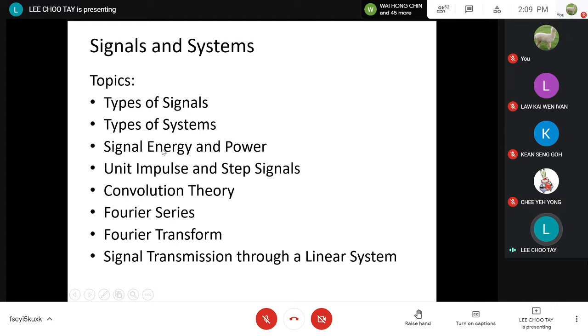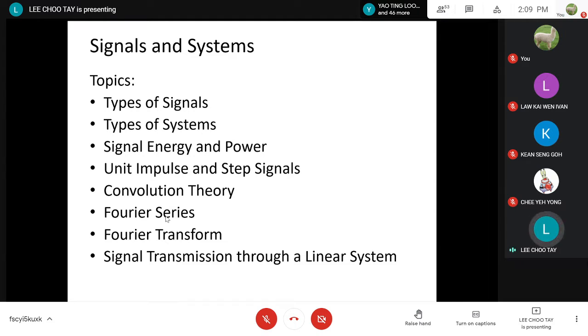Remember that one of the important resources in communication system is the power. All right, so we take a look at how the signal power is being defined, so that in future, when you're required to calculate power, you know what formula to use. And also, we're going to revisit the unit impulse and step signal.